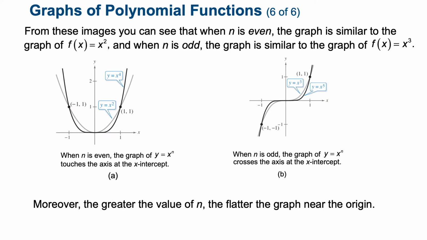See here, this is an even power. It touches the axis at the x-intercept. Here it crosses the axis. It kind of does this wavy thing. The larger n gets, the flatter it is near the origin. So you see here it looks flat, and here it's also flatter. This is x to the 5th power. This is x cubed.